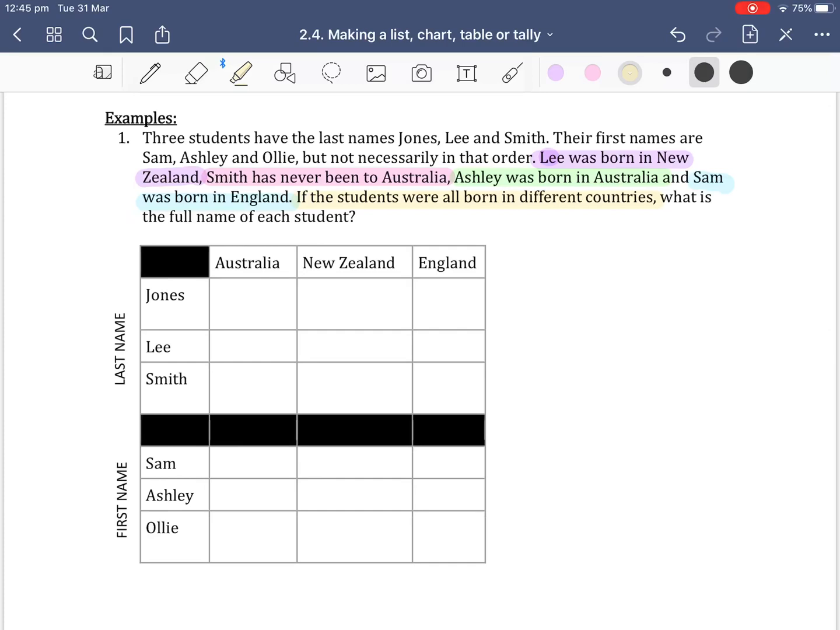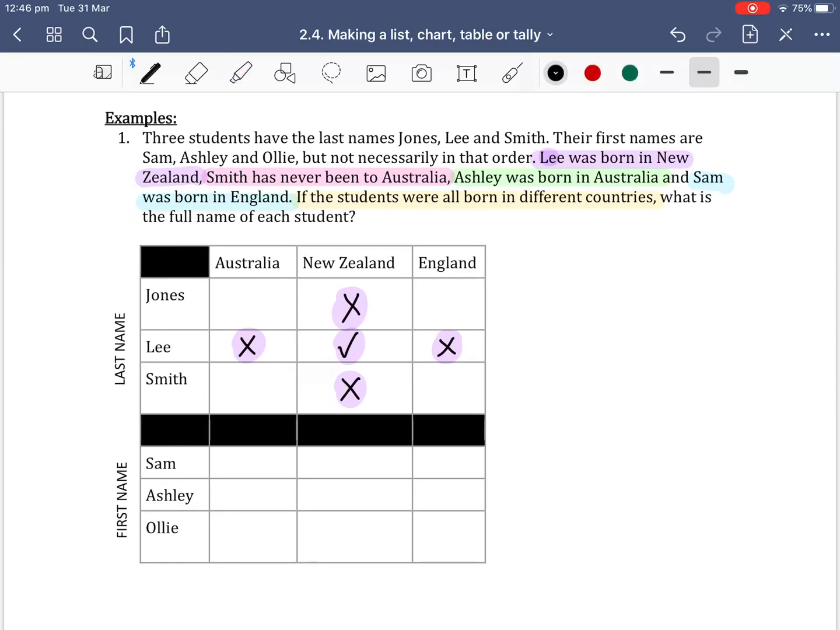So going through our information, we're going to eliminate the possibilities that we could have. Our first piece of information was Lee was born in New Zealand. So if Lee was born in New Zealand, we'll do a tick there. That means Lee was not born in Australia or England. Also, if Lee was born in New Zealand, that means Jones was not born in New Zealand and Smith was not born in New Zealand. So we do a cross there. So these pieces of information have come from our purple bit of information.